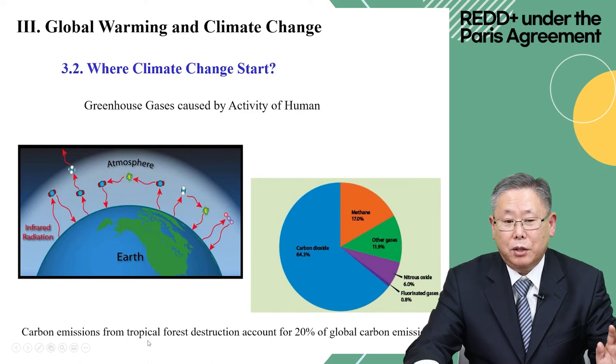especially, and the carbon emission from tropical forest destruction accounts for 17-20% of global emissions. So the first one is carbon dioxide, CO2, from transportation and power generation and forest destruction. So CO2 is the number one source, and the others are methane and nitrous oxide and all of these things, the six gases.